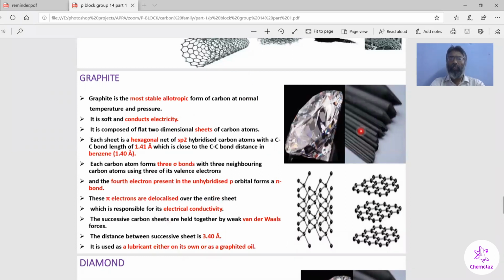So we can compare the structure of graphite and diamond. Graphite is the most stable form due to the delocalized electrons. But in diamond, there is no delocalized electron. All 4 bonds of carbon are sigma bonds. But in graphite, only 3 bonds are sigma bonds. The remaining 1 bond is a pi bond. The pi bond is responsible for the stability of graphite.